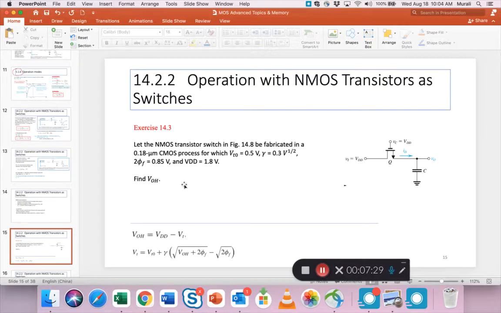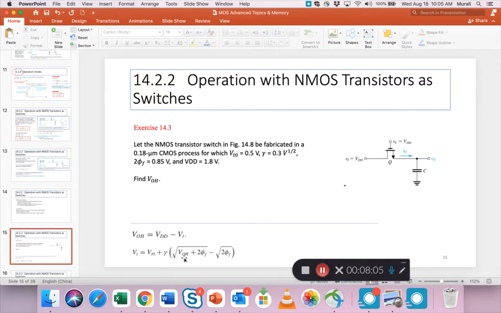So this is an exercise. So an exercise is in the pages of the lesson, not at the back. And here all we have to do is find VOH. So we are given some details about an NMOS transistor switch. That's all it is. We are given the VT, sigma, phi, VDD, find VOH. Now VOH is a simple formula, VDD minus VT. This is the body effect formula to find VT, which is not a constant, right?